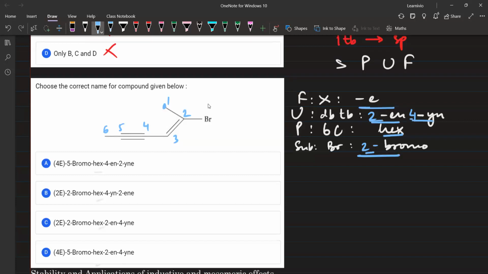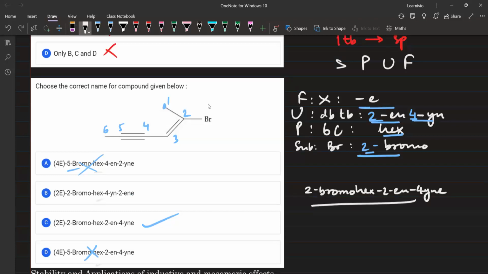So you have 2, 2, 4. Look, 2, 2, 4: the one with 5 will not be right, and 2, 4, 2 will not be right. 2, 2, 4 is the correct option. I hope you were a little confused between B and C. So it is B actually. It is going to be 2-bromo, hex-2-en-4-yne. Now this 2E suggests that this double bond present at the second carbon is in the E configuration. Now we can also have this in this type of arrangement, right? It would stay like this.